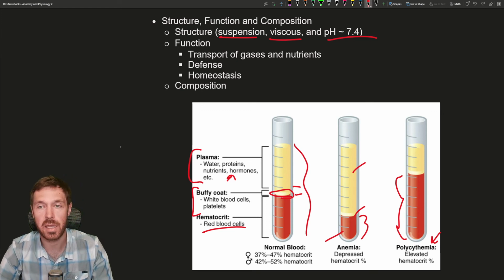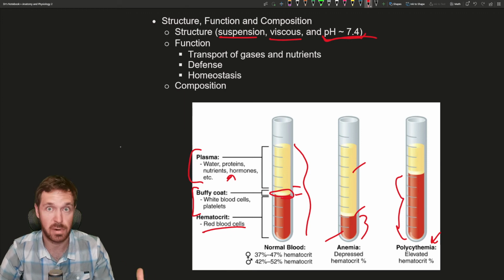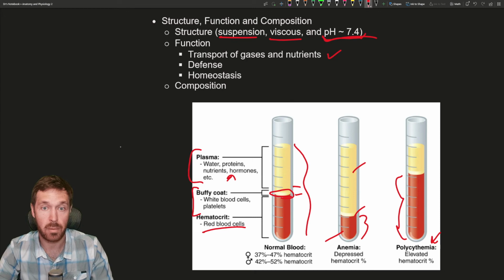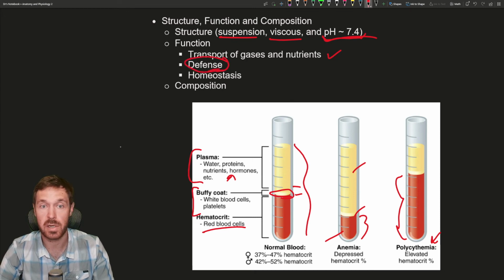Any changes on that usually lead to autonomic changes in your respiratory or cardiac rates. And of course, blood's purpose is to transport gas and nutrients throughout the body, get rid of toxic things, and so forth. All those white blood cells are a major part of your immune system, so it's your body's defense mechanism, and just overall maintaining your body's homeostasis.